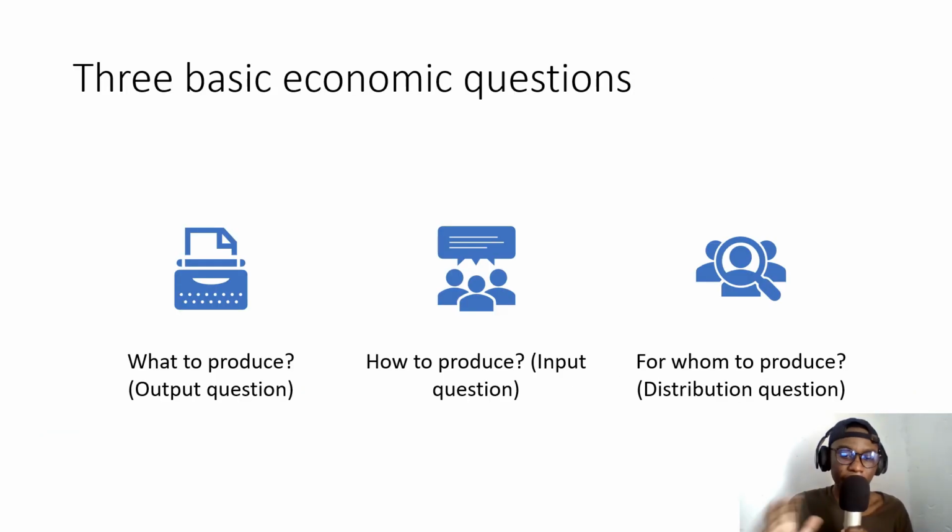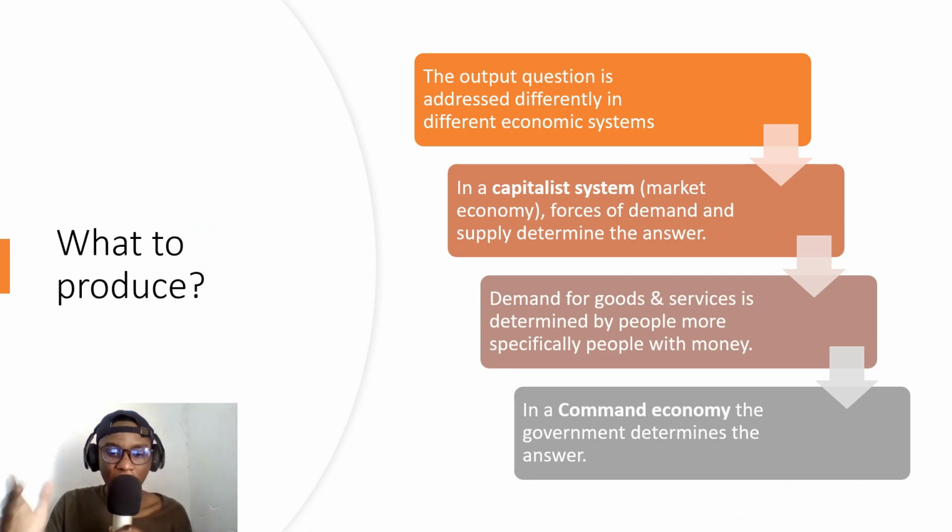So we have three basic economic questions. Firstly, what to produce, also known as the output question. How to produce, also known as the input question. And for whom to produce, also known as the distribution question. So these questions help us solve the issue of scarcity and choice. So the output question of what to produce is addressed differently in different economic systems. And we're going to talk about the economic systems in a different video, but I'll just give you an introduction.